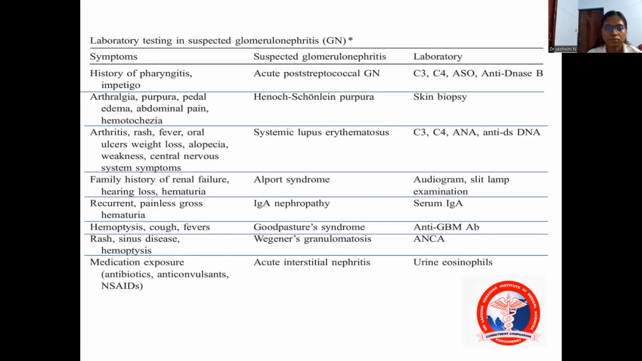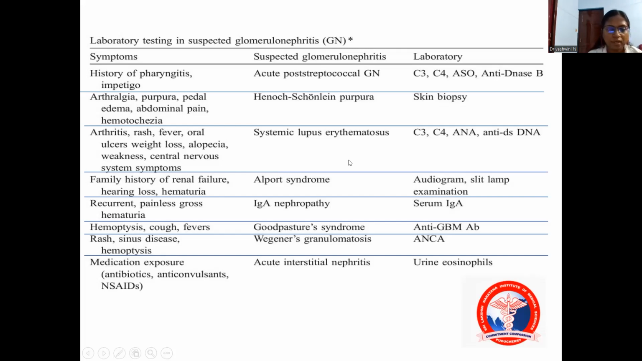So I've already told you what to do for everything else. HSP I have not said. If it is HSP, you do a skin biopsy to diagnose Henoch-Schönlein purpura. Yesterday I told you about Alport's: you do an audiogram and slit lamp examination of the eye.